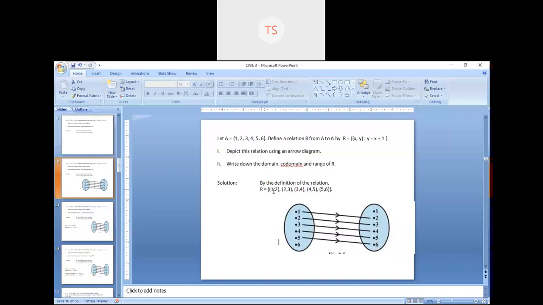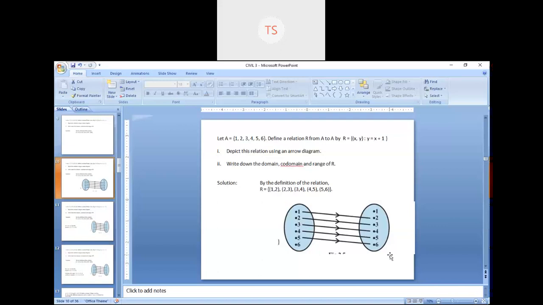Now come to the elements of the relation R. Now 1 is related to 2, so I have drawn one arrow from 1 in the first set to 2 in the other set A. This arrow represents our first ordered pair 1, 2. Next 2, 3. Then 3, 4. Then 4, 5 and the last one is 5, 6. Okay, is it clear? Is this step clear, how to draw the arrows? You just have to mark the points: from 1 to 2, then 2 to 3, 3 to 4 and so on.